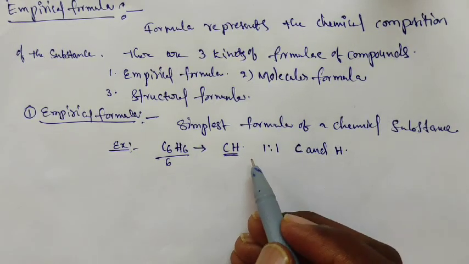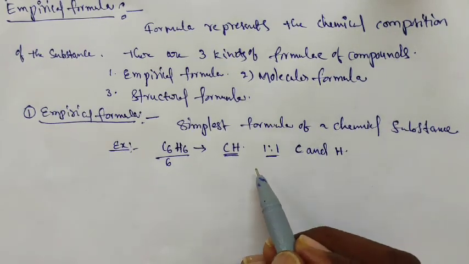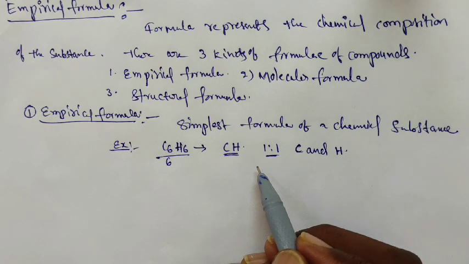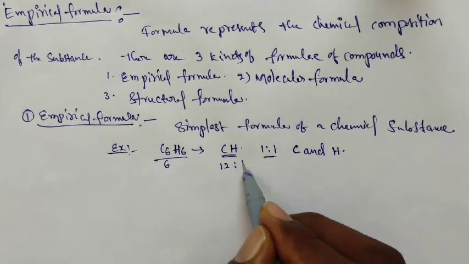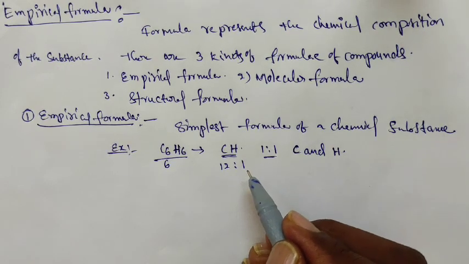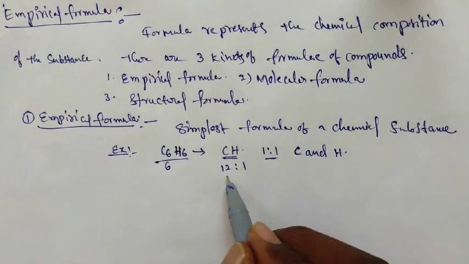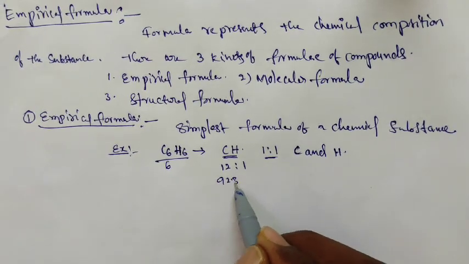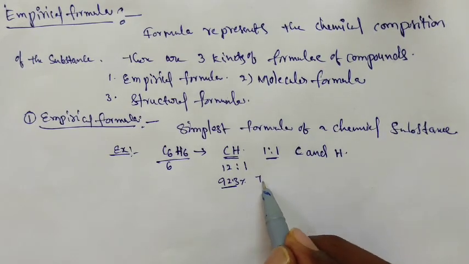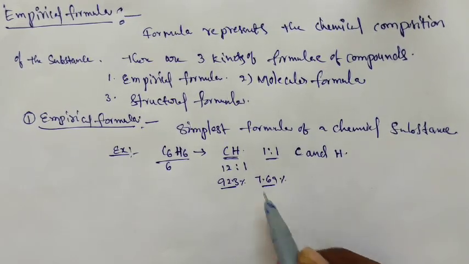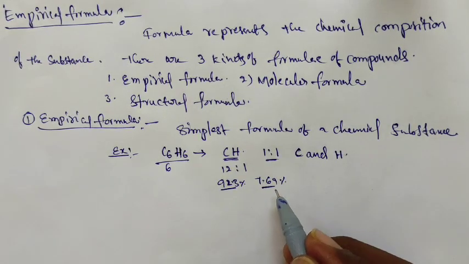This formula indicates that the ratio of the number of carbon atoms and hydrogen atoms is 1:1. It also indicates the ratio of masses of carbon and hydrogen: carbon is 12, hydrogen is 1 gram. It suggests the weight percentage also. What is the weight percentage? Here 92.3% is carbon, and the remaining 7.69% is hydrogen. Combined we will get C6H6.